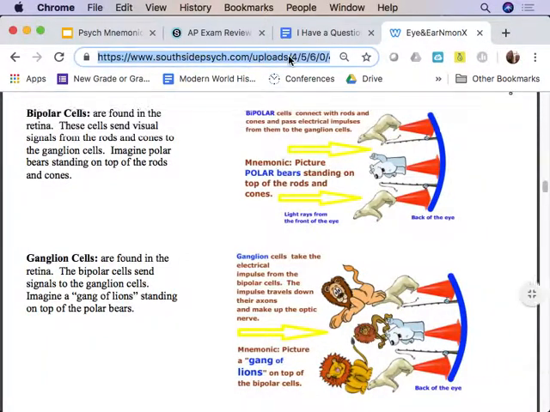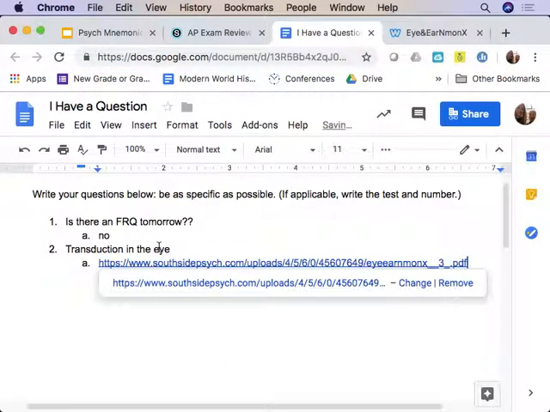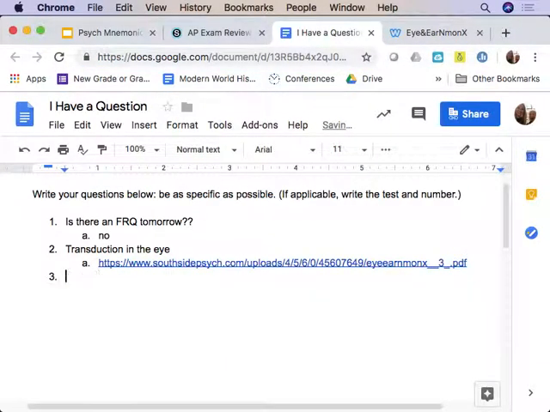So the rods don't have anything to do with that? They do. I didn't see them. Oh, yeah, okay, so there's the cones and then the rods. Picture a polar bear fishing? I'm not sure. We could do that.